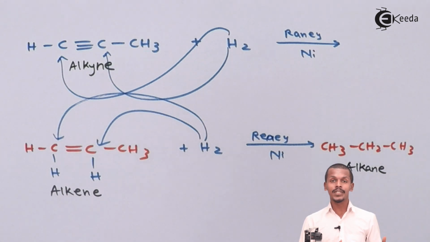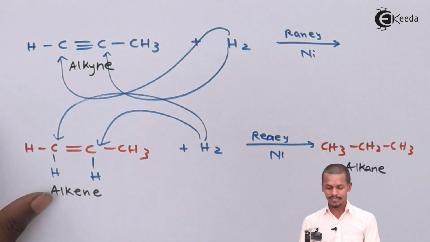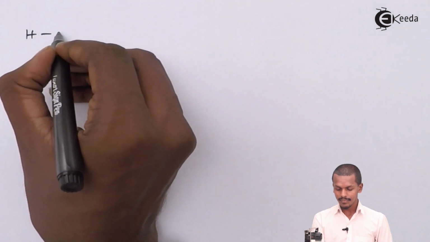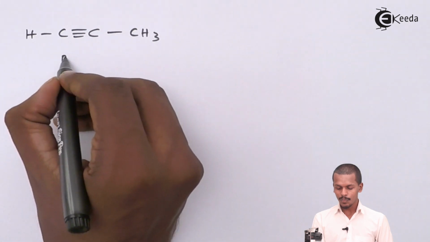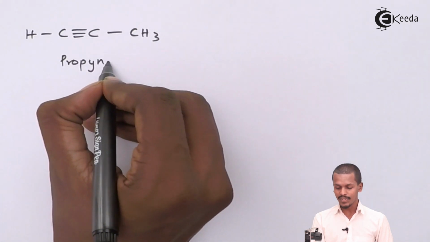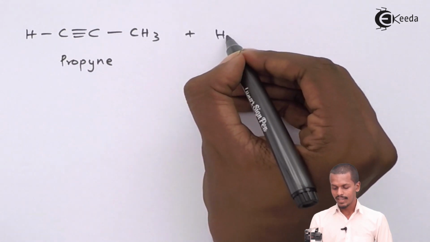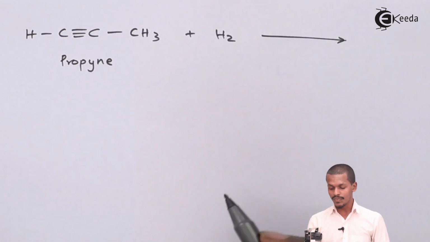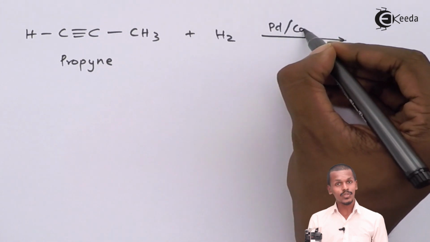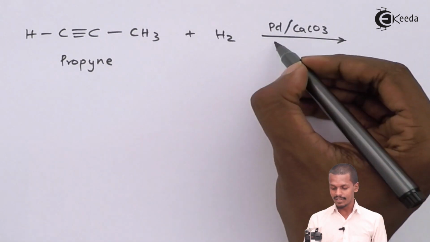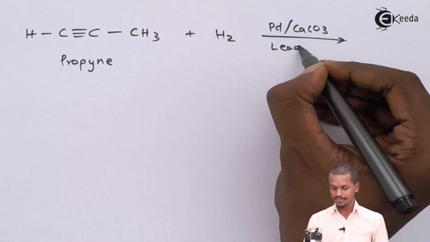So what if we use another catalyst, a special catalyst known as Lindlar's catalyst? In that process, what will happen? The same reactant I am taking, that is, I am considering propyne, and suppose it is reacted with hydrogen in the presence of palladium, in the presence of CaCO3, calcium carbonate, and in the presence of lead acetate.